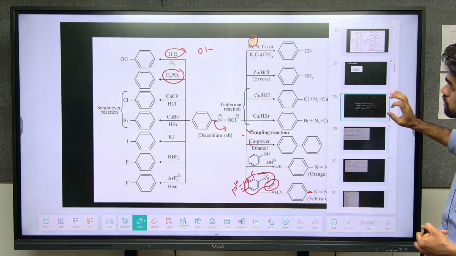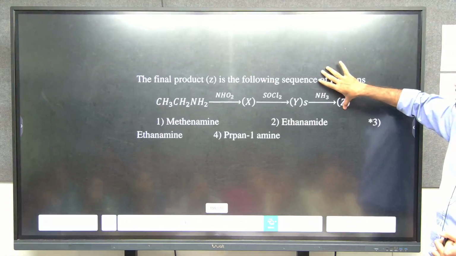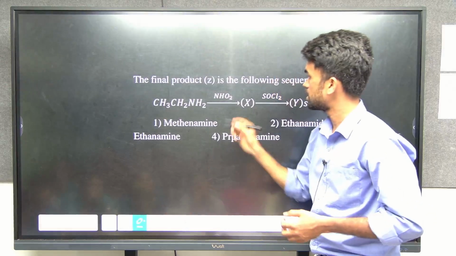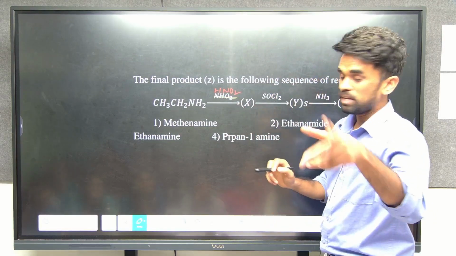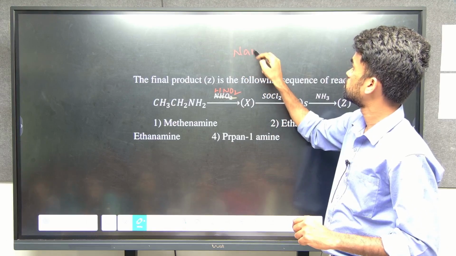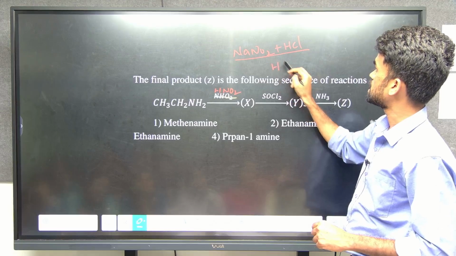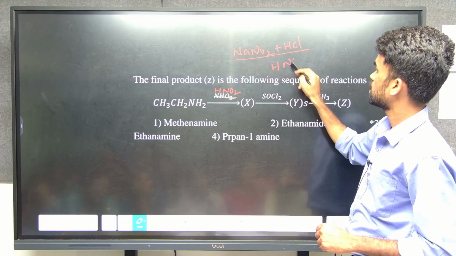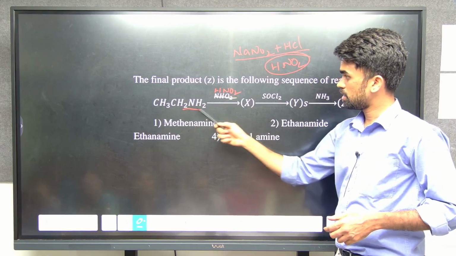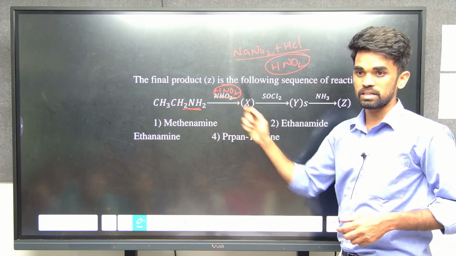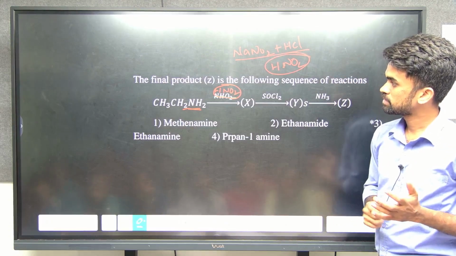Next. Tell me for this, what is your answer? Many mistakes are there, I will correct them anyways. HNO2 is there. Previously what I told you, NaNO2, HCl. This is also mentioned as H plus NO2 minus. It means HNO2. Now tell me what happens. NH2 is there, this one is there. What comes out?